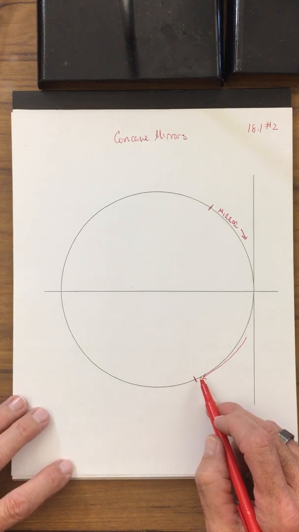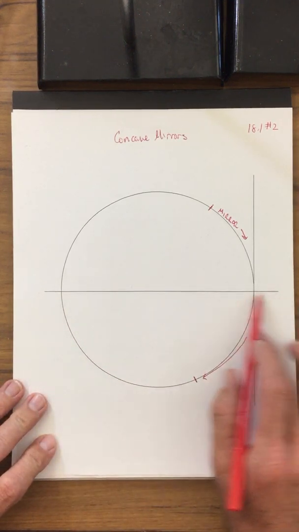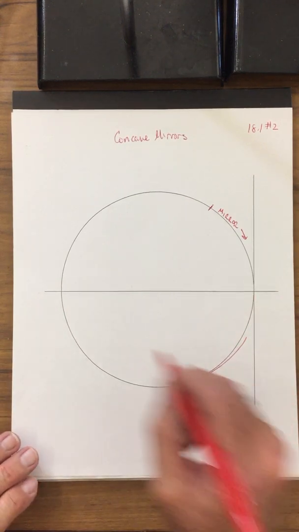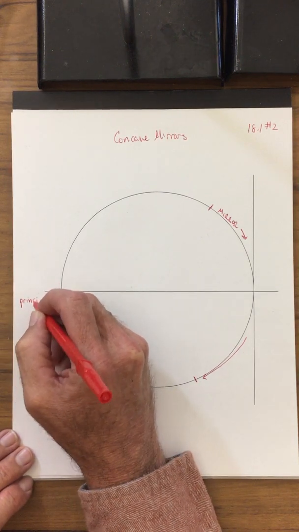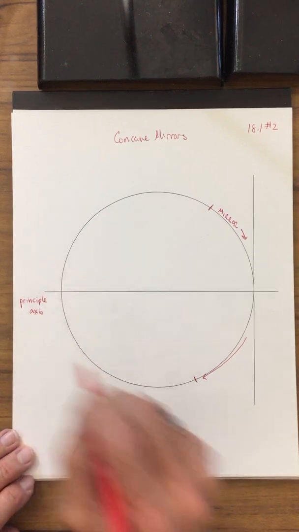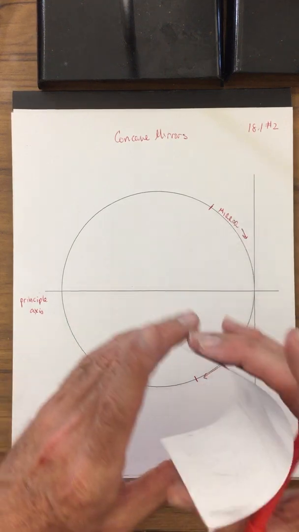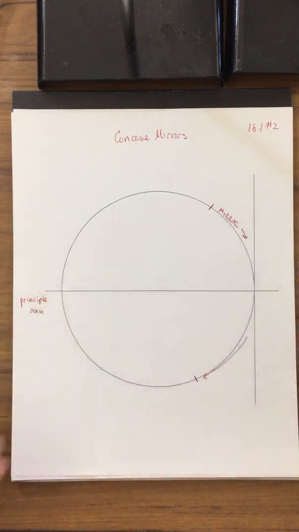Okay? That's the first thing. And this is going to be the central line or the center of the curvature of the mirror, and this is going to be called the principal axis. The principal axis. So again, our mirror is here and it's curved, and this principal axis is going to be going right through the center of that curved mirror.